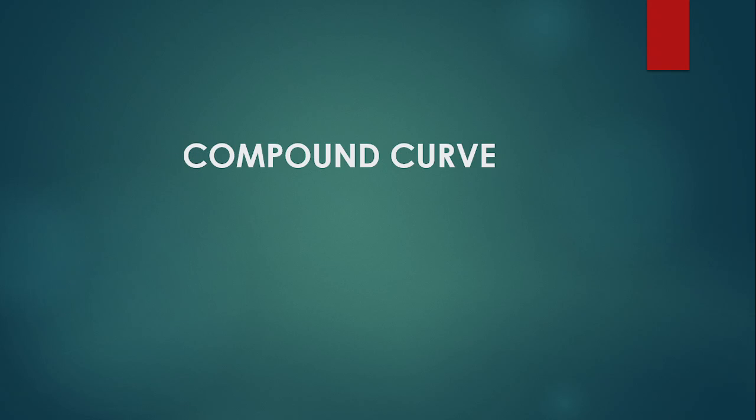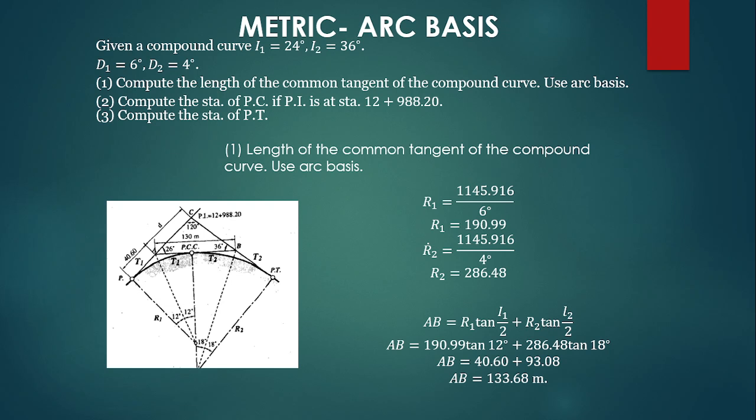So, proceed na po tayo sa compound curve. We have the given, a compound curve, as I sub 1 is equals to 24 degrees and I sub 2 is equals to 36 degrees. Dalawa na yung I kasi ang compound curve po ay a mixture of two simple curves. And likewise, dalawa rin yung D. D1 is equals to 6 degrees and D2 is equals to 4 degrees.